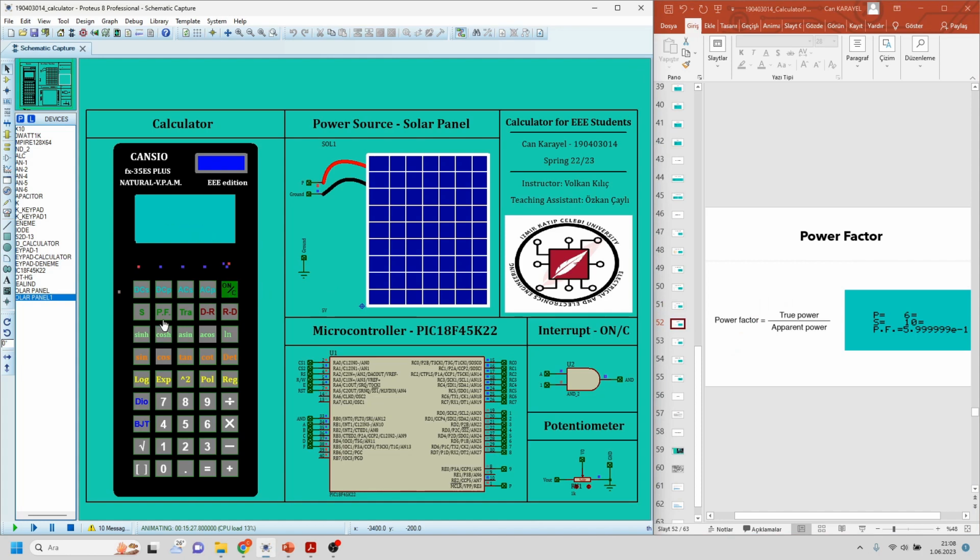Thanks to our calculator, we can also obtain the power factor value according to the real power and apparent power values. The formula of power factor was given in the slide. As we expected, we found the power factor as 0.6.